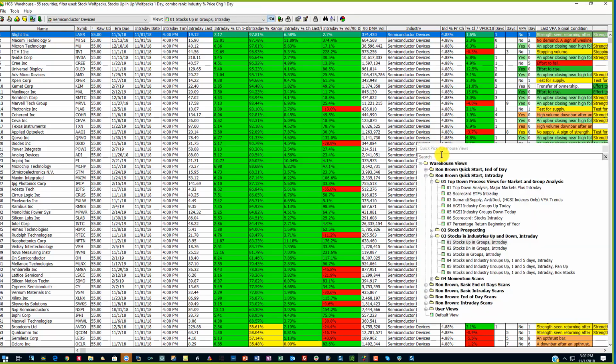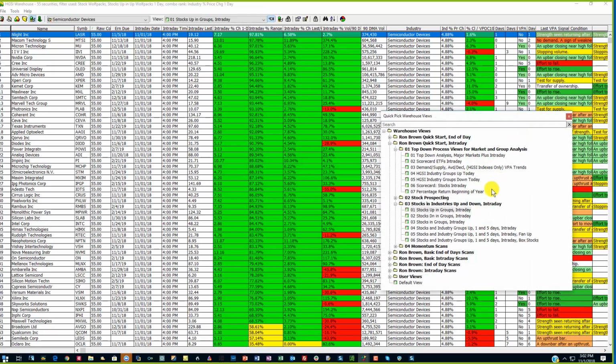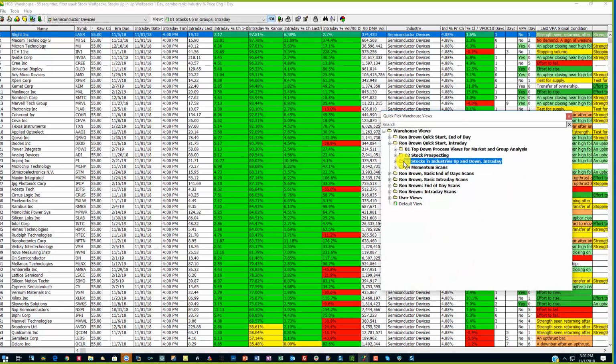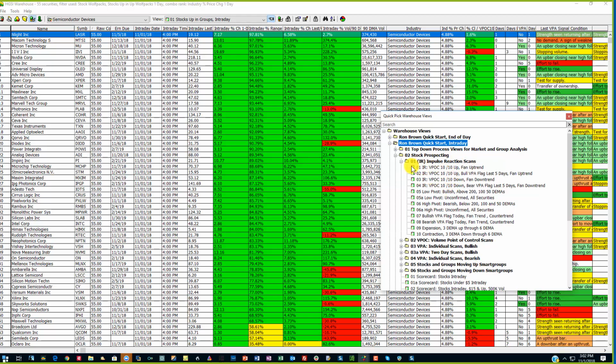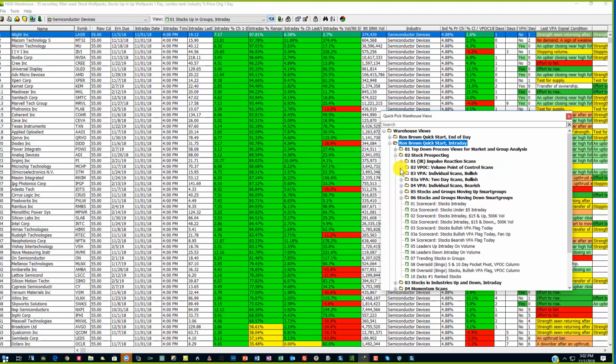using some of my views, where the signals were generated. So I'm going to use my intraday views. You can see that right here. I'm going to go to stock prospecting, and I'm going to go to the volume point of control scans. The impulse reaction scans are generally for stocks that are trending and are pulling back. You're looking for a relatively safe entry, but when the market's turning around like this, there are a couple things you can do. But I clicked on the wrong one. I want the VPOC.